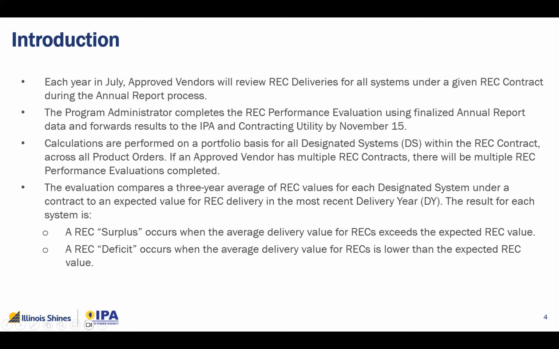Calculations are performed on a portfolio level basis, so per contract ID, for all systems in a contract across all batches and product orders. If there are multiple contracts, an approved vendor will receive multiple evaluations. The evaluation compares a 3-year average of REC deliveries to the expected REC delivery for the most recent delivery year. This results in, for each system, either a surplus, which is where the average delivery exceeds the expected delivery, or a deficit, where the average is lower than the expected delivery. A system could also exactly meet its obligation.